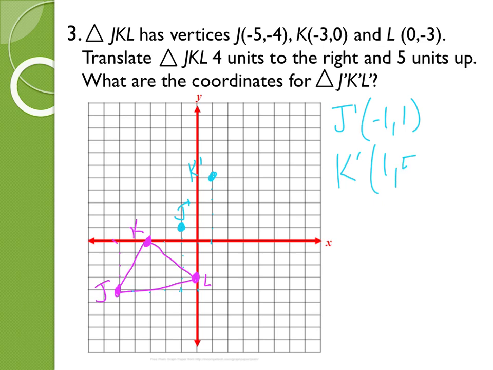(1, 5). Then L will go 1, 2, 3, 4, then 1, 2, 3, 4, 5. It is (4, 2). So J prime is negative 1, 1. K prime is 1, 5. L prime is 4, 2.